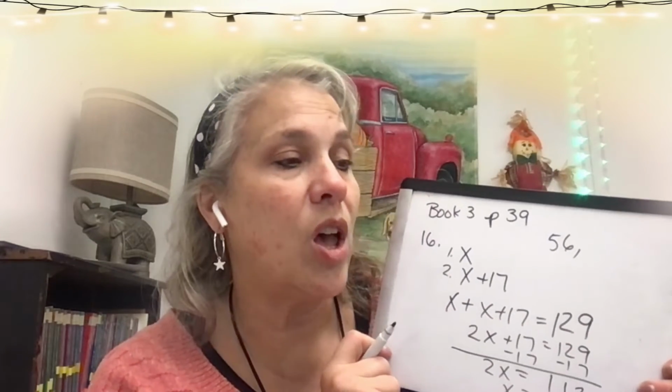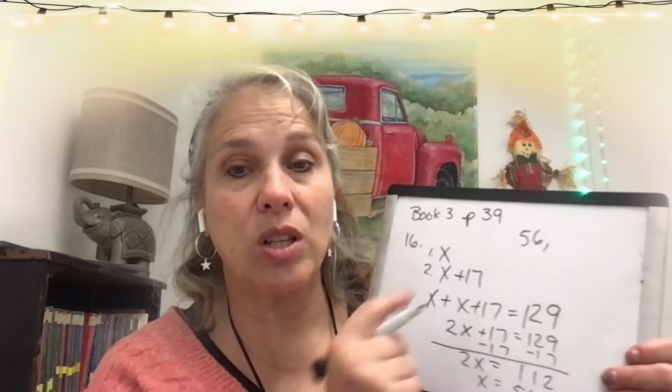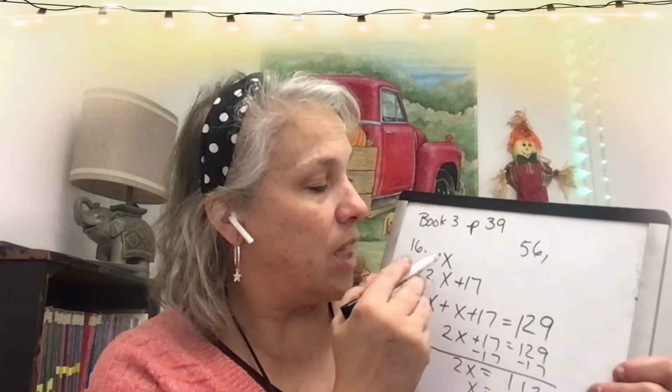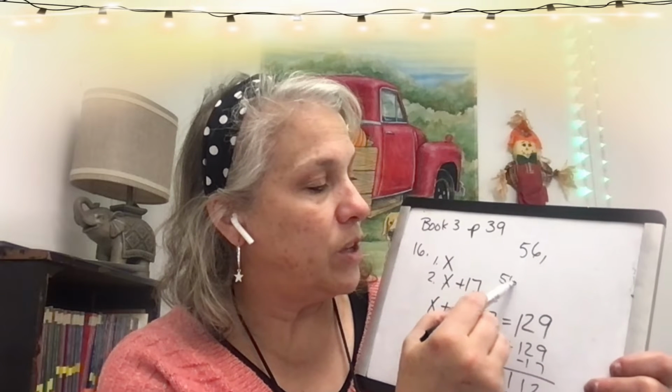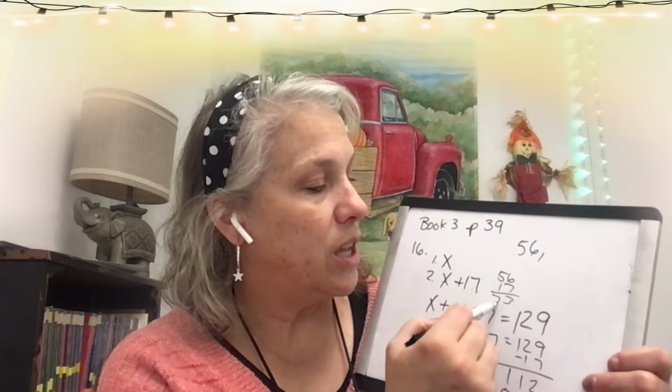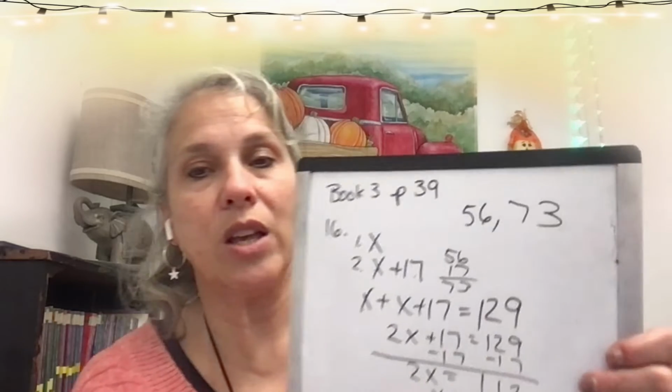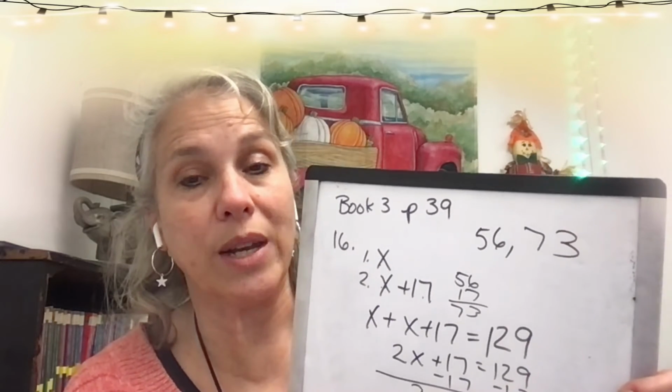The question was, what are the numbers? So one is 56. That would be x, and then x plus 17. So 56 plus 17 is 73. So those would be my two numbers.